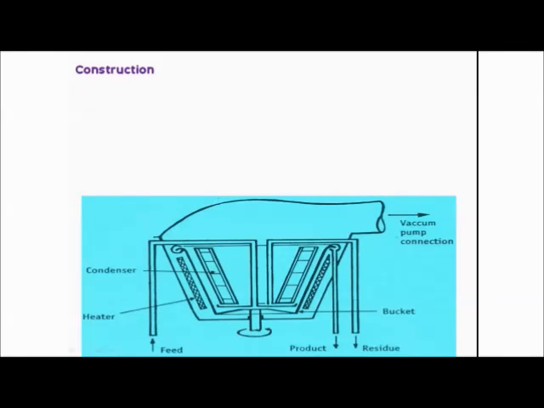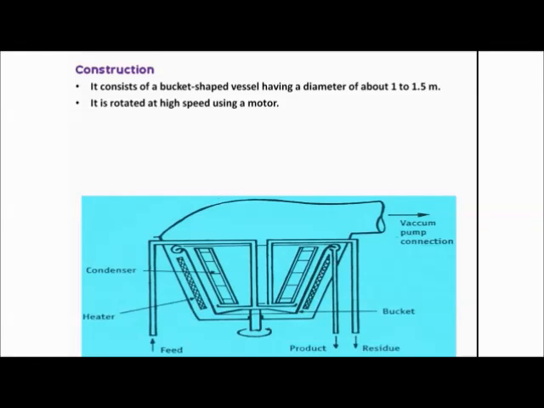Let's see the construction, how it is made. It actually consists of a bucket shaped vessel having a diameter of 1 to 1.5 meter. This is a bucket size vessel, right? Now it is rotated using a motor here. This part will be rotated by using a high speed electric motor.